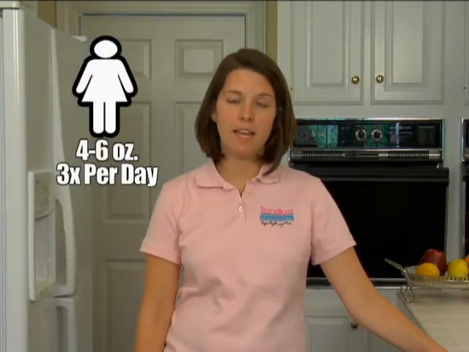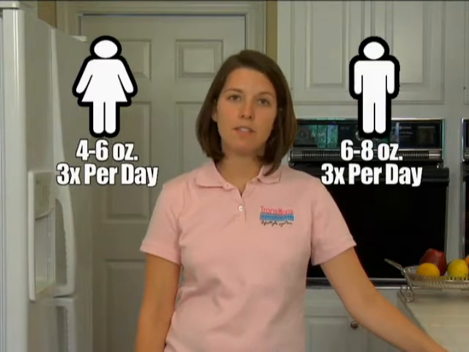The third area we want to discuss on the food label is protein. Protein is important for metabolism and building muscle mass. With Transitions, we recommend that women get 4 to 6 ounces of protein 3 times a day, and men get 6 to 8 ounces 3 times a day. Now, in order to get these quantities of protein, it's important that you pay attention to the food label. 7 grams of protein equals 1 ounce.